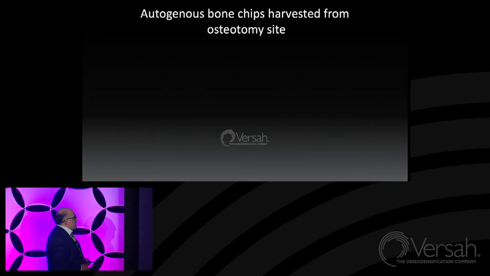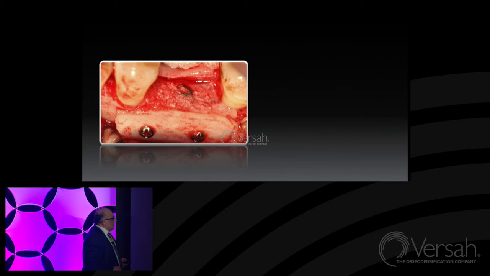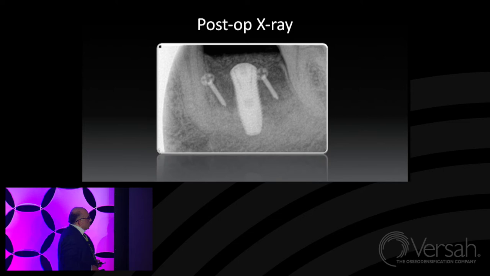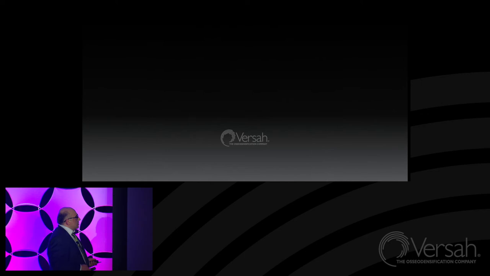This is the harvested autogenous bone chips. And we fill the defect. Here it is. Cover it with PRF membranes. And make a post-op X-ray. These are the two titanium screws which secure our cortical lamina to the ridge, and we have the placed implant and the augmented ridge.